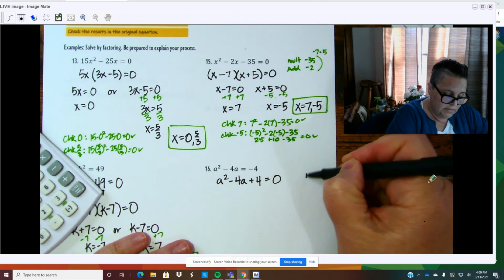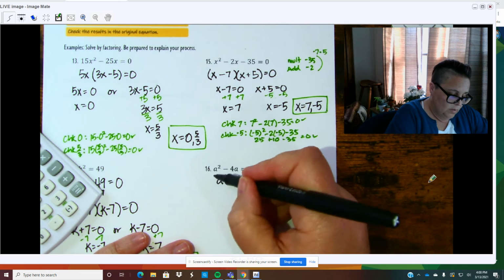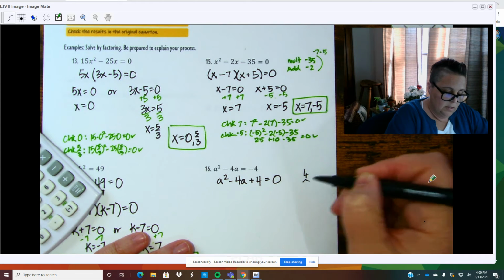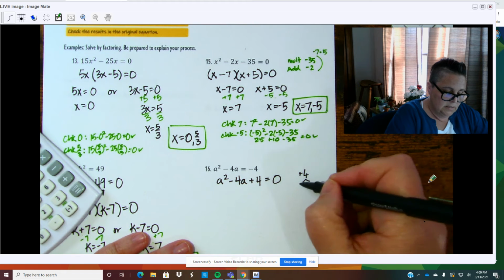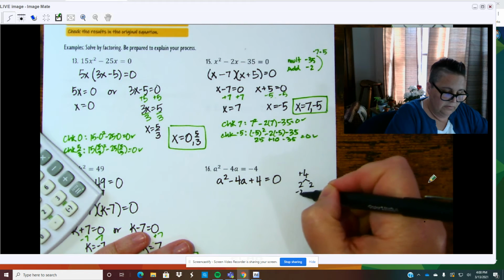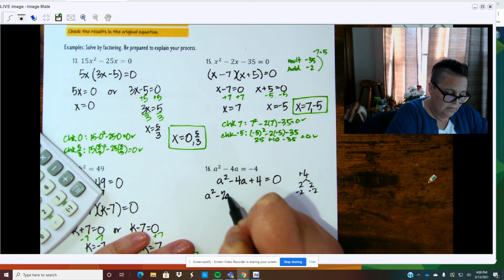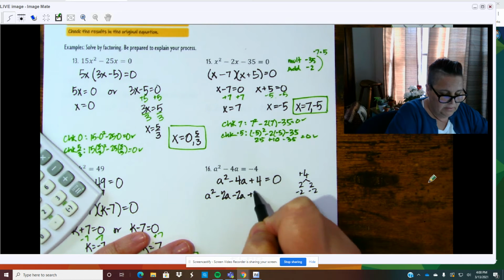4 times 1 is 4. It's a 1 in front of there. What factors of 4? It's a positive 4, right? So it would be 2 and 2 or -2 and -2. So I'm going to do this as a squared minus 2a minus 2a plus 4.